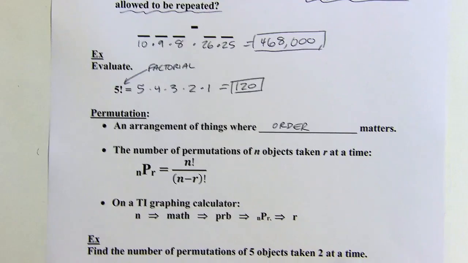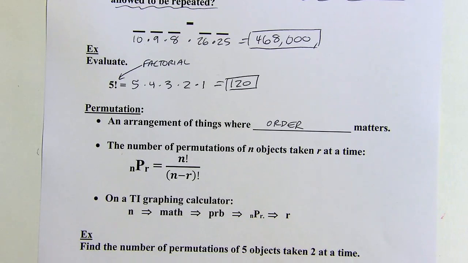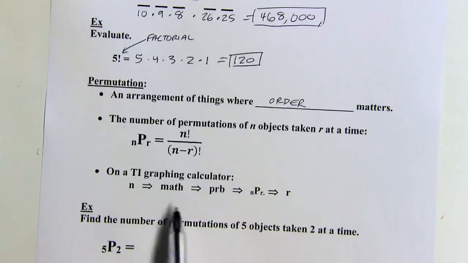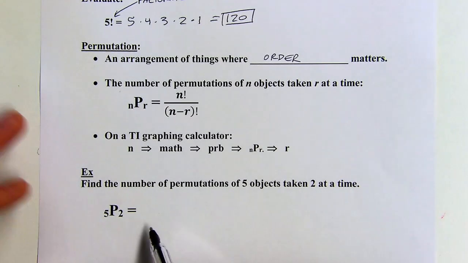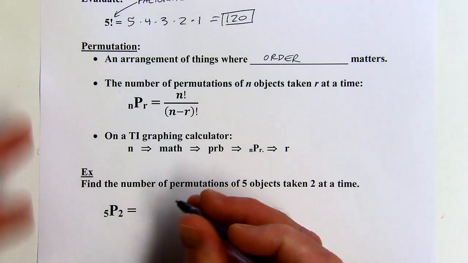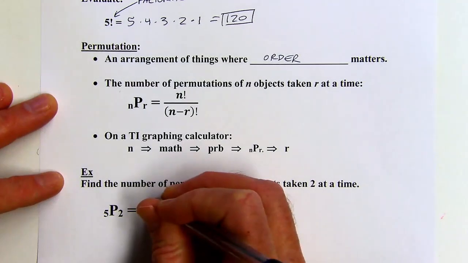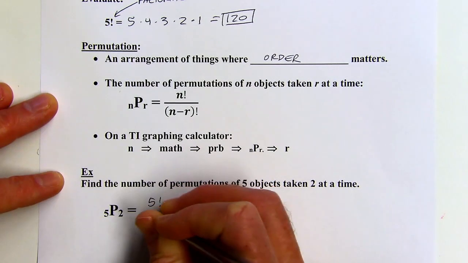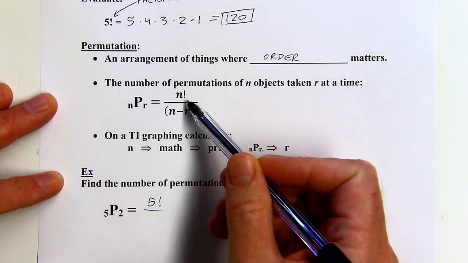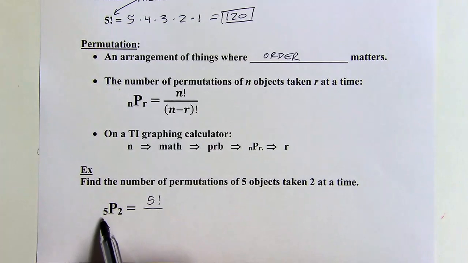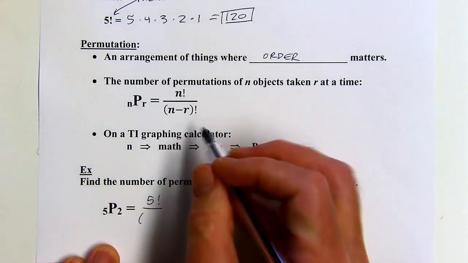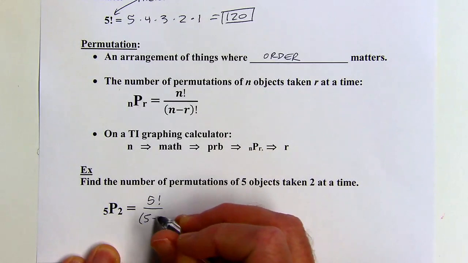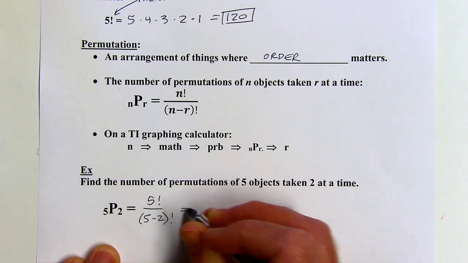Okay? So on a graphing calculator, here are the steps, and I'll show you that with this example. But let's set this up without a calculator first. So I would put in 5 is going to be my n, right? So that goes up there. So we have five objects taken 2 at a time. All right, and on the bottom, n minus r, so that's going to be 5 minus 2, and then factorial again.